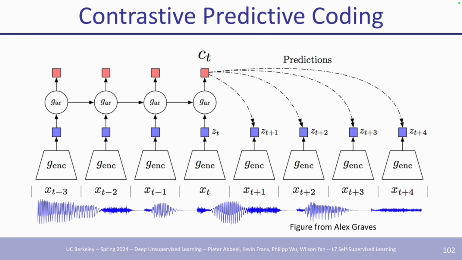This is what the architecture that they came up with looks like. They have some audio encoder, g, where they are encoding this audio, and then they have this GRU, which is processing these features to create these context vectors C, essentially aggregating context across this audio. From that context C, they then do predictions across various different time chunks. In this case, they're predicting just 1 step ahead, all the way to 4 steps ahead.